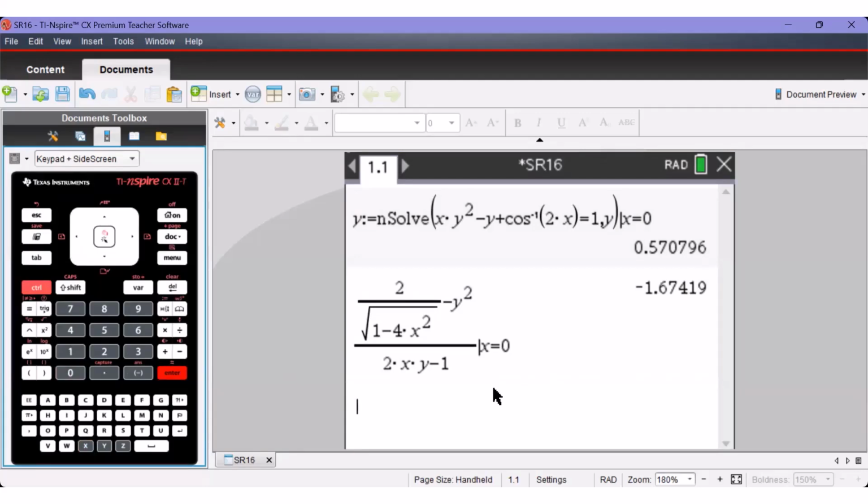Now the equation of the tangent is in the form y equals mx plus c, and on the screen there we have a value for m and we have a value for c. So we have indeed answered the question. All we need to do now is interpret the output. And what we can see is that the tangent to the curve at A, correct to 2 decimal places, is given by y equals negative 1.67x plus 0.57. And that is the answer to question 16.